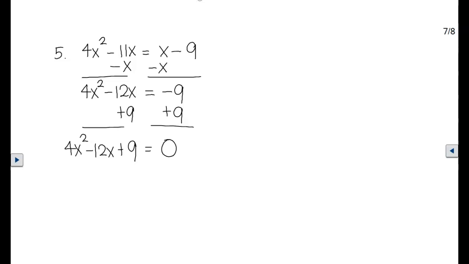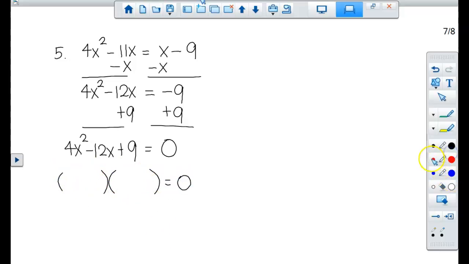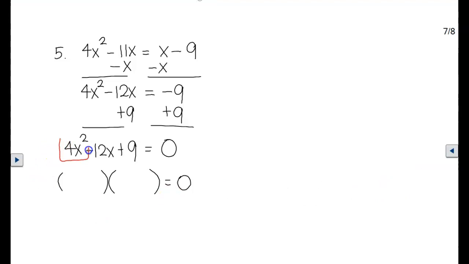All right, so now that we have this the way that we want it, now we need to work on doing guess and check to factor this. All right, your first guess is for 4x squared. You can get that from 1x times 4x and from 2x times 2x. Now you've got two choices there, so take your best guess. I think I'm going to try that one. 2x times 2x.